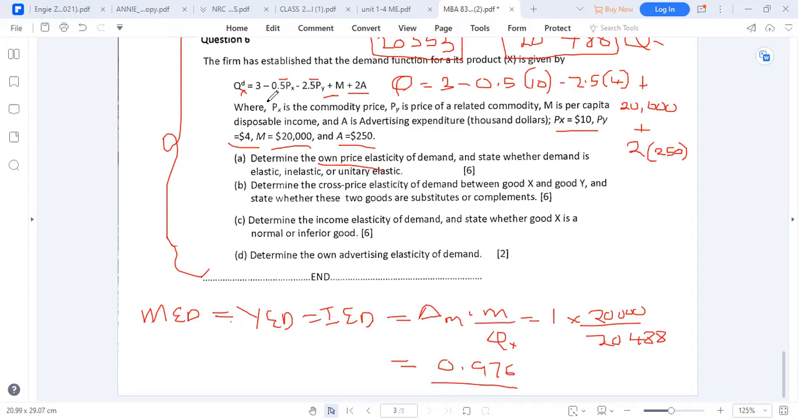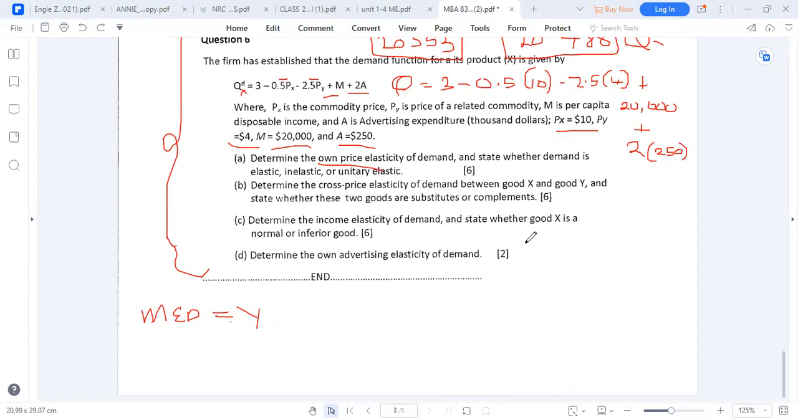What type of good is this? It's a normal good. Excellent. Why? Because it's positive. It's a necessity. It's a normal good. It's inelastic. All right.